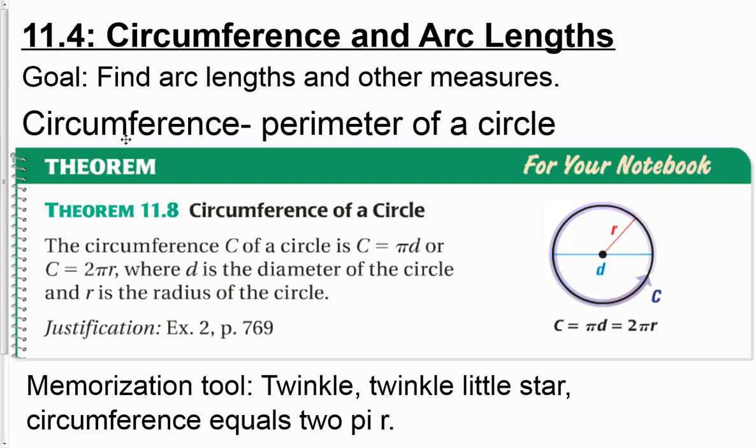Today we are learning lesson 11.4, and this comes back to something we've seen before: circumference of circles and arc length. So, something old, something new. Circumference, as a reminder, is the perimeter of a circle. As our memorization tool in the past, I brought up in chapter 1, twinkle twinkle little star: circumference equals 2 pi r is the kind of tool for that.